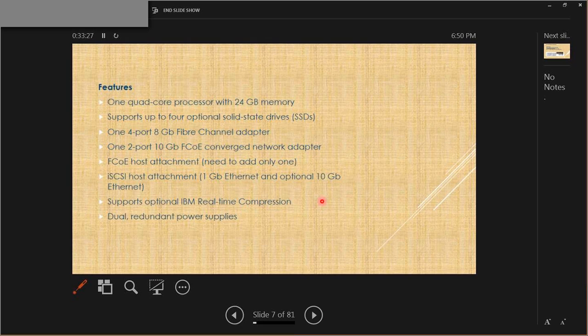So those 32 internal drives can also be utilized for internal storage, where we provide the internal storage to SVC and we can configure that as well. We can create pools, we can create volumes using that.